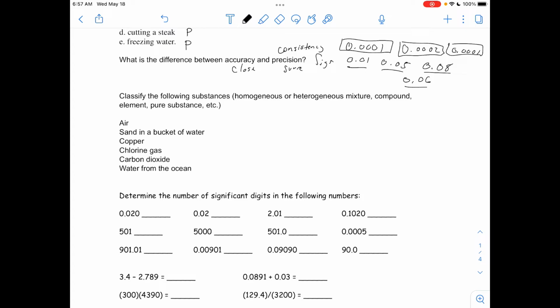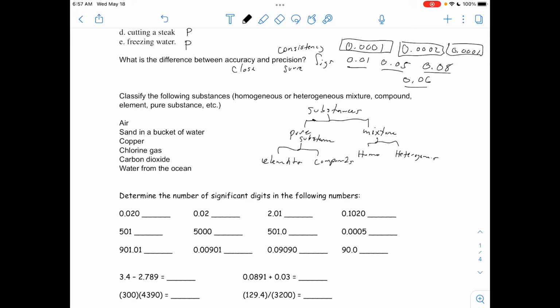Okay, classifying the following substances. Just to draw the diagram again, all substances are broken up into either a pure substance or a mixture, more than one substance. Mixtures can either be homogeneous, in which it's all one composition, there's no layers, there's no stuff floating around, or it can be heterogeneous. Pure substances can either be elements or compounds. Pure elements or pure compounds.